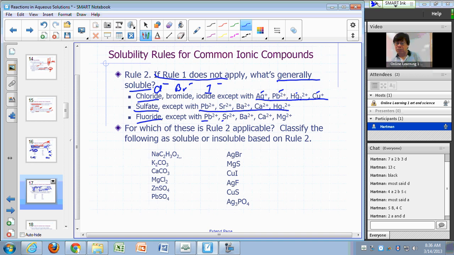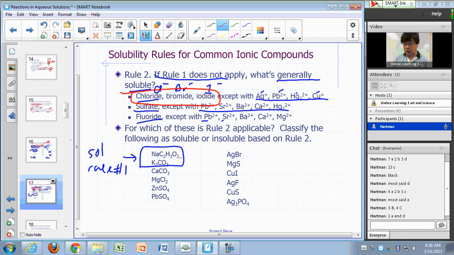So based on rule number 2, classify the following as soluble or insoluble. It's the same list of compounds we had earlier, so we've already established these first two as soluble based on rule number 1, right? So let's just exclude those. We don't apply rule number 2 to those two. All right, so let's look for chloride, bromide, and iodide. Do you see a chloride here? This is a chloride. And here's an iodide.